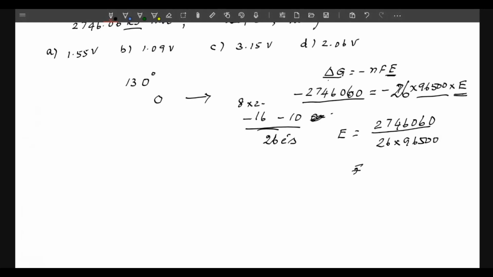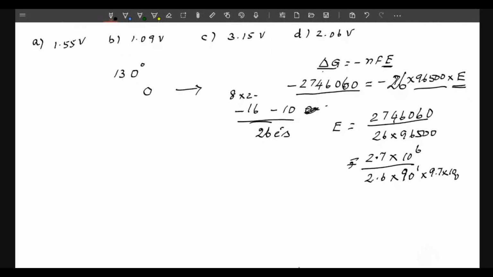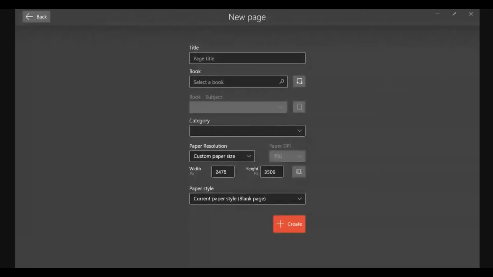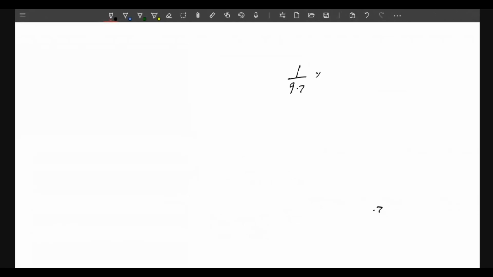96500. Using our method, 2.7 into 1, 2, 3, 4, 5, 6 into 10 power 6 divided by 2.6 into 9.7 into 1, 2, 3, 4 into 10 power 4. Therefore, powers of 10 and 2.7, this and this cancel, and 1 divided by 9.7 into 10 power 1, or you can simply take it as 0.1 into 10. That is, your answer should be nearing to, what is the correct answer? 1.01.